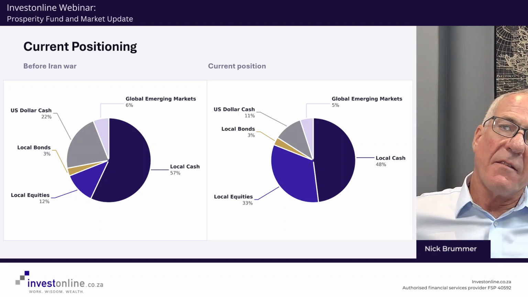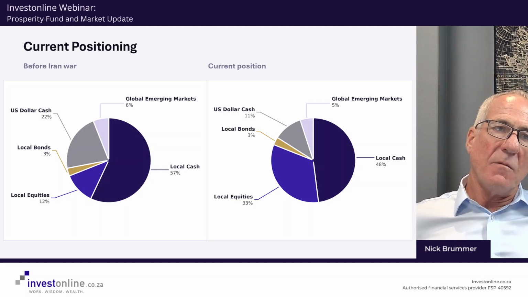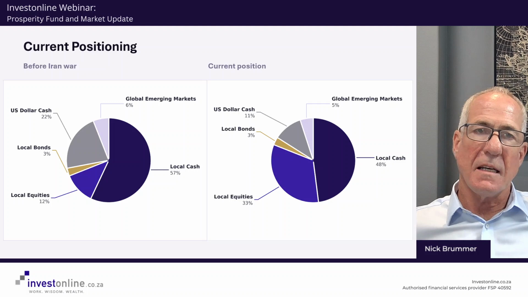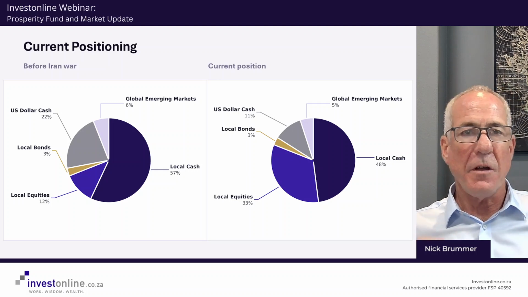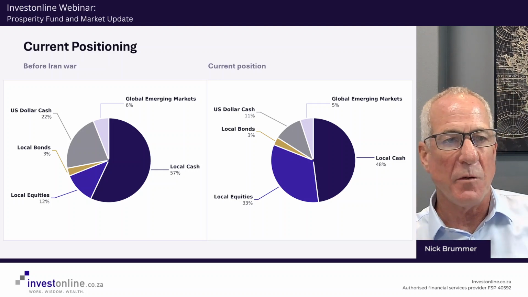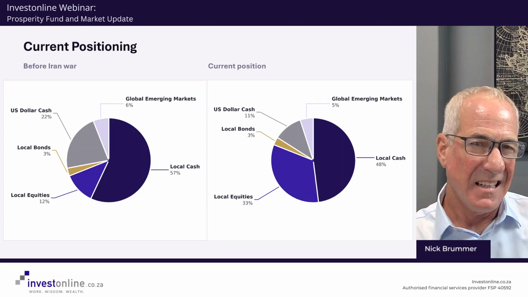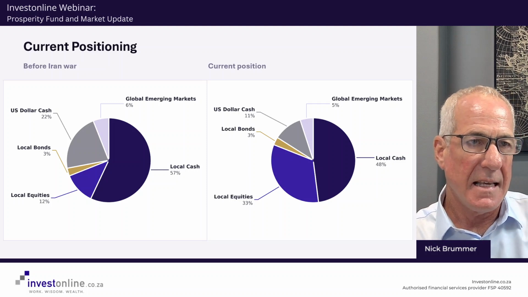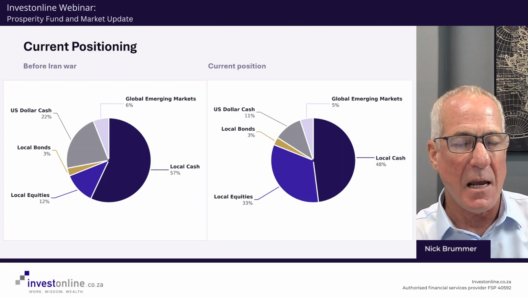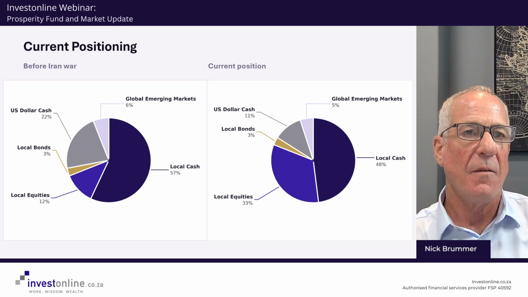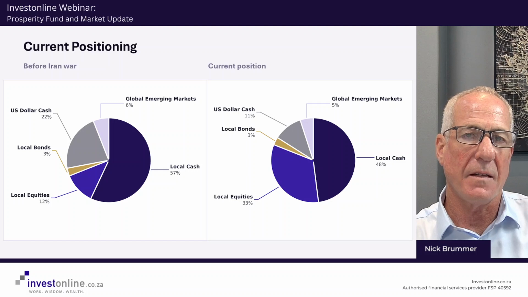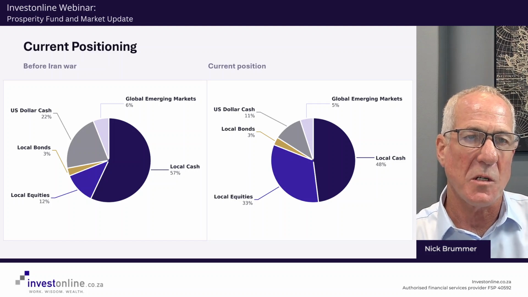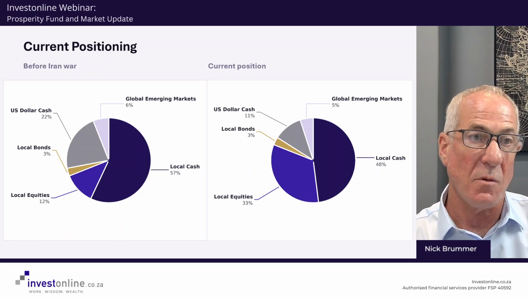So quite interesting. I've got two asset allocations here. One is just before the Iran war started, and then the current position. Before the Iran war started, the fund was very conservatively positioned, and the main reason was that we felt that equities had run fairly hard. SA equities had run hard. I showed you the rand dollar exchange rate, which I thought had been overdone, so we bought a lot more dollars.